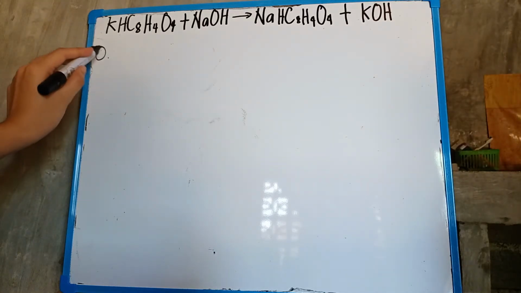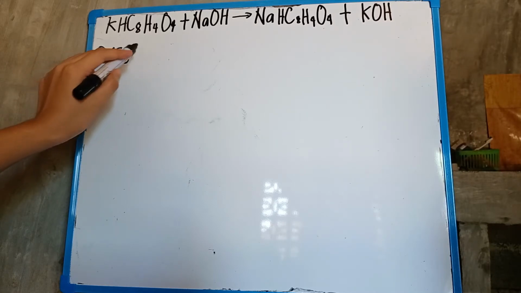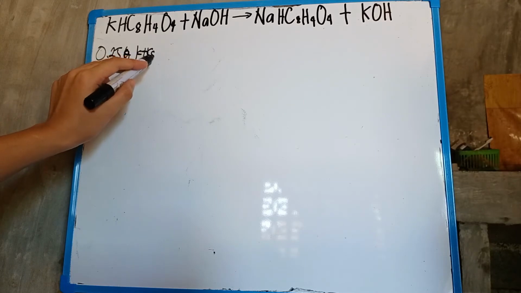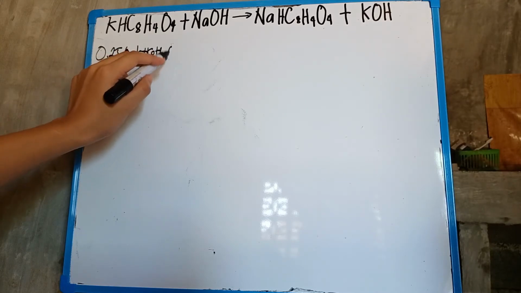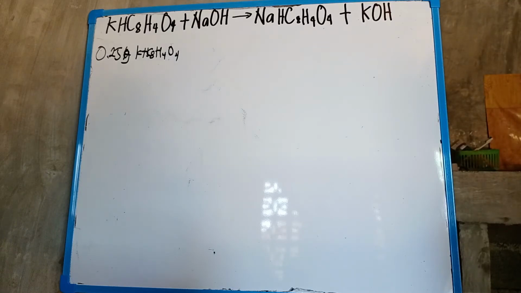So, 0.25 grams KHC8H4O4. All you have to do is copy the formula of the compound. Where did we get our 0.25? This is the mass of our potassium hydrogen phthalate.